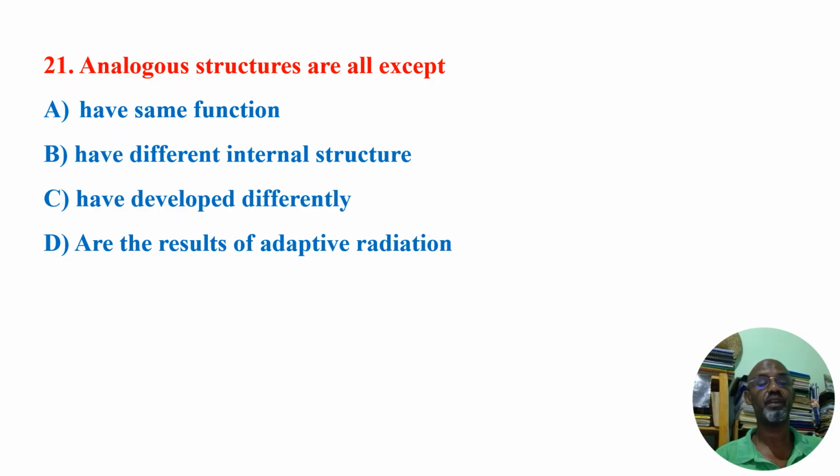Question number 21. Analogous structures are all except: they have the same function, they have different internal structure, they have developed differently, they are the result of adaptive radiation. The answer is the one that is not right about analogous structures.